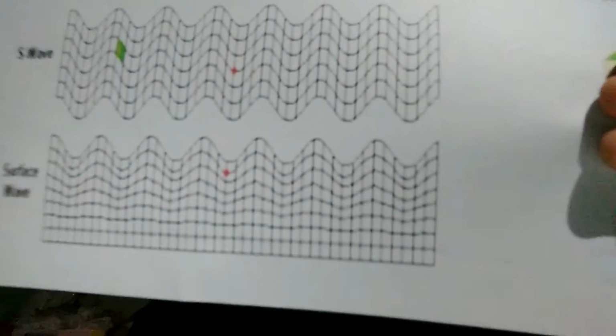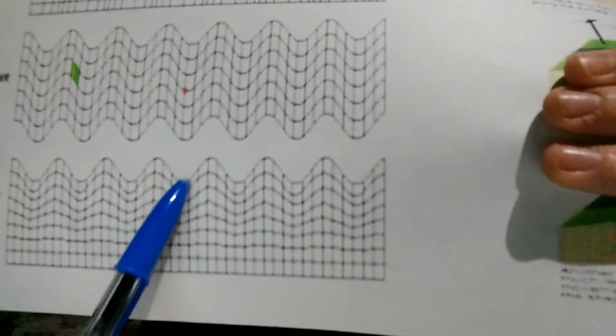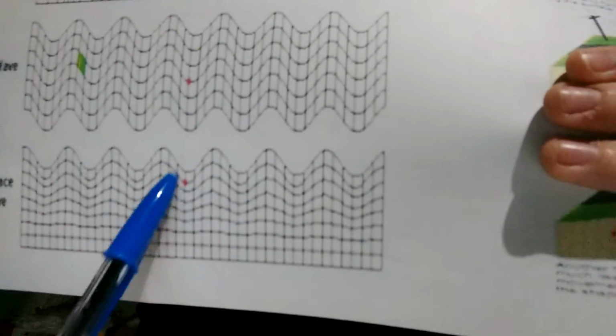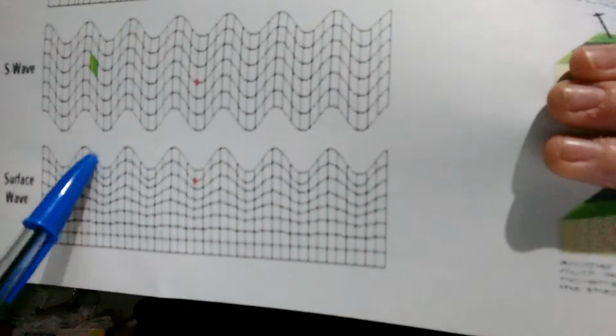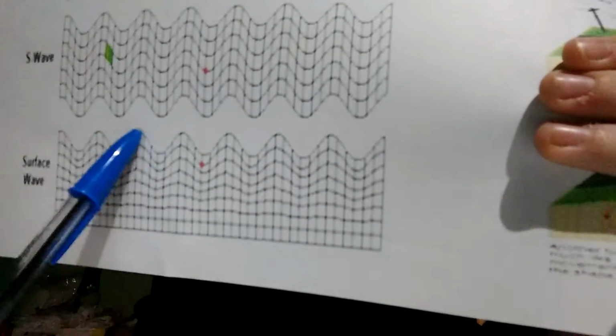Okay, but anyhow, I've got a paper here. Hope you guys can see it. There we go. So here's the focus of the earthquake, and then these are the waves, moving out like ripples in a pond. So, surface waves, that's those.